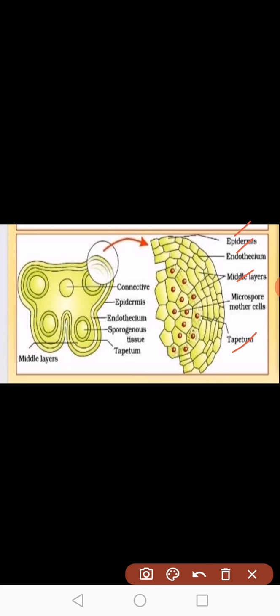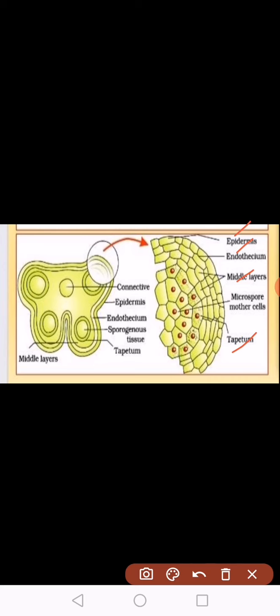So what are the functions of wall layers? The first three wall layers help in protection and dehiscence, whereas the fourth innermost wall layer gives nutrition to the developing pollen grains.